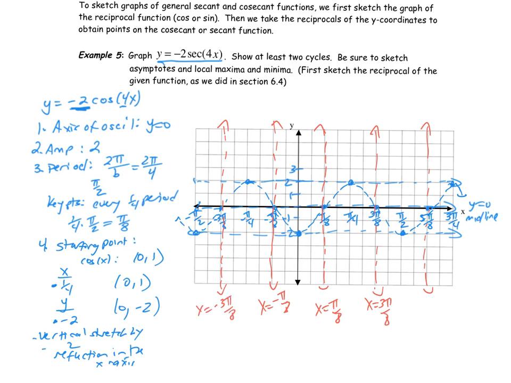And now we can sketch in secant. And when graphing secant, if you just show the relative maxima and minima points, that's sufficient. So it will go through 0, negative 2, and then the branches will go downward towards the vertical asymptotes. Pi over 4, 2, and the branches will go up. Pi over 2, negative 2, branches going down. And we can fill in the pattern. And now we have graphed y equals negative 2 secant of 4x.